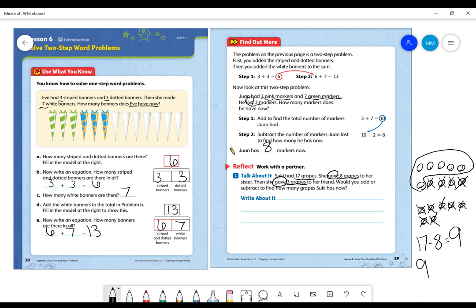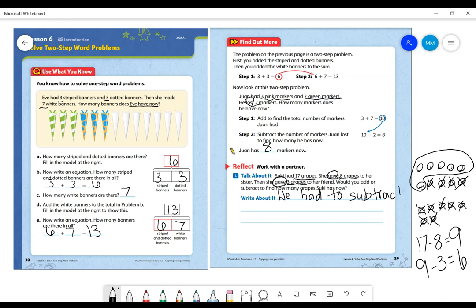So then she had 9. How many did she give to her friend? She gave 3 to her friend. How many does she have left? 6. I circled the part that was left. So in this word problem, did we add or subtract? What did we have to do? We had to subtract, right? Because we were losing some.